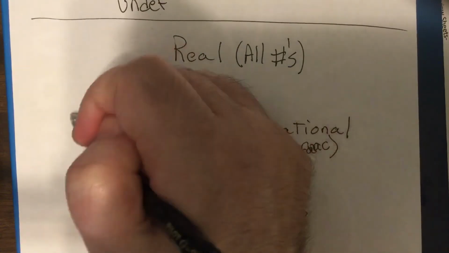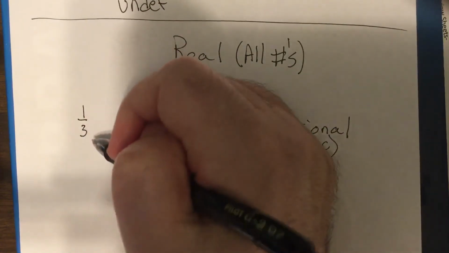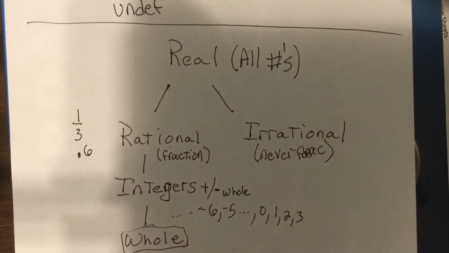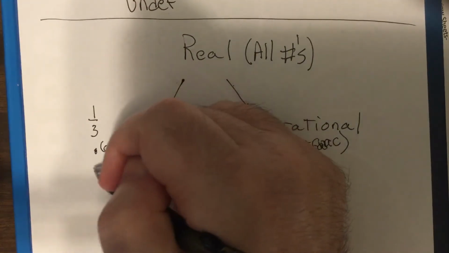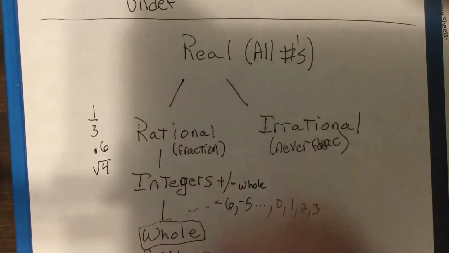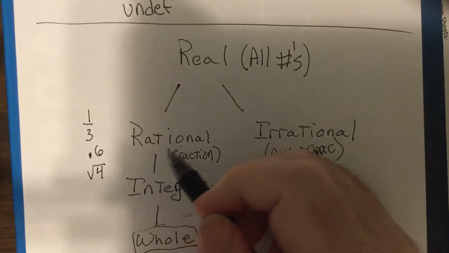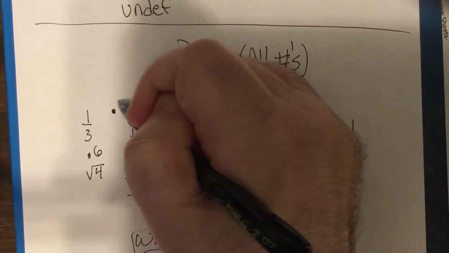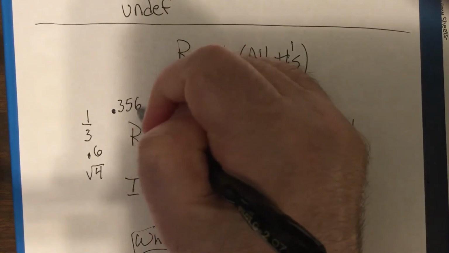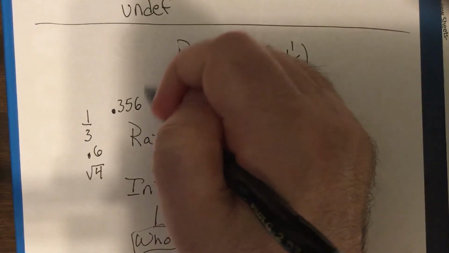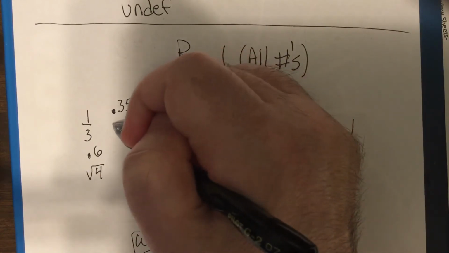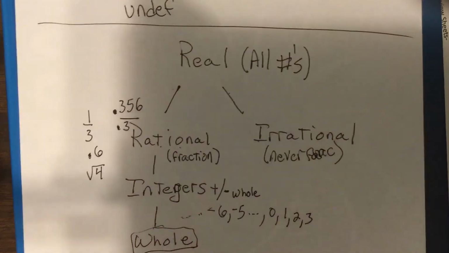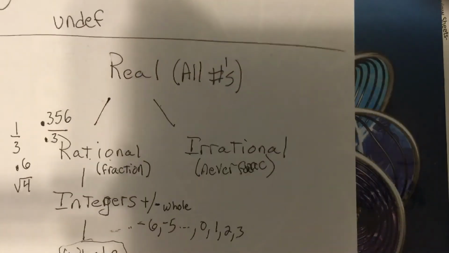So rational: 1/3, 0.6, square root of 4, if you know what square roots are. All rational numbers, so anything that you could change to a fraction. Now with decimals, it's any number that terminates, meaning it stops, or any number that repeats forever. So 0.3 repeating. All rational.